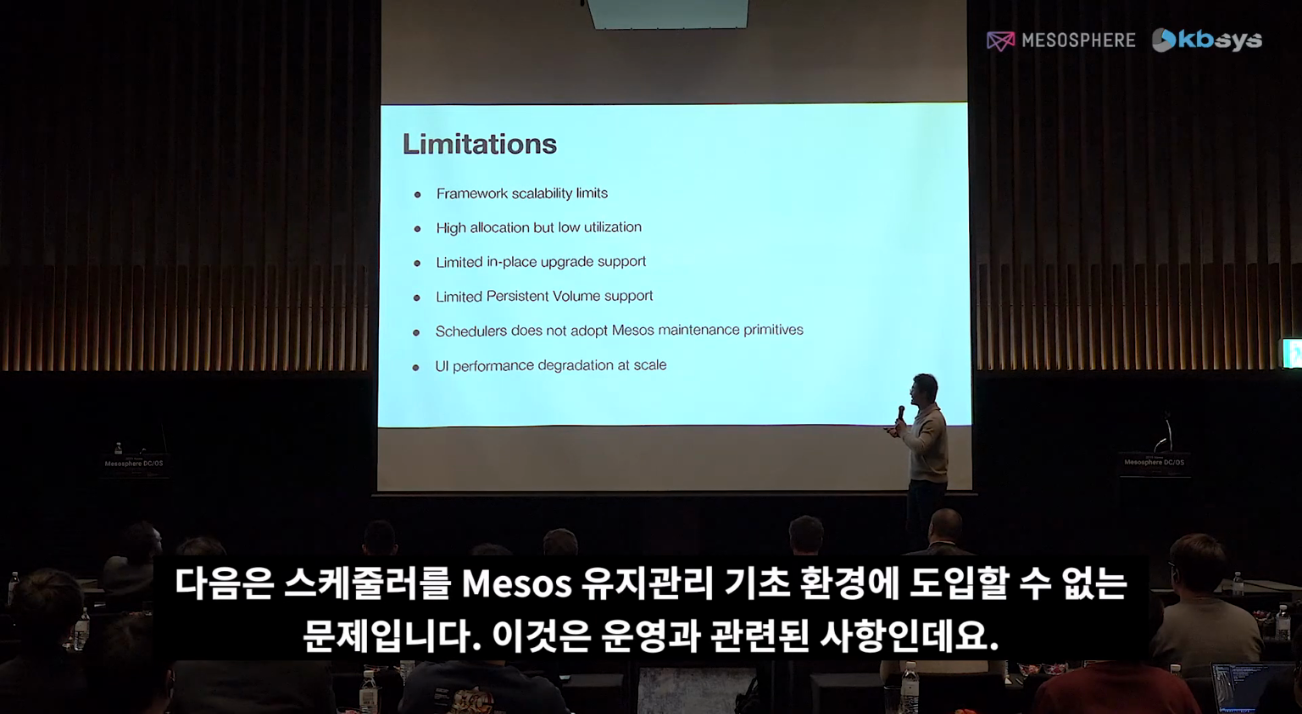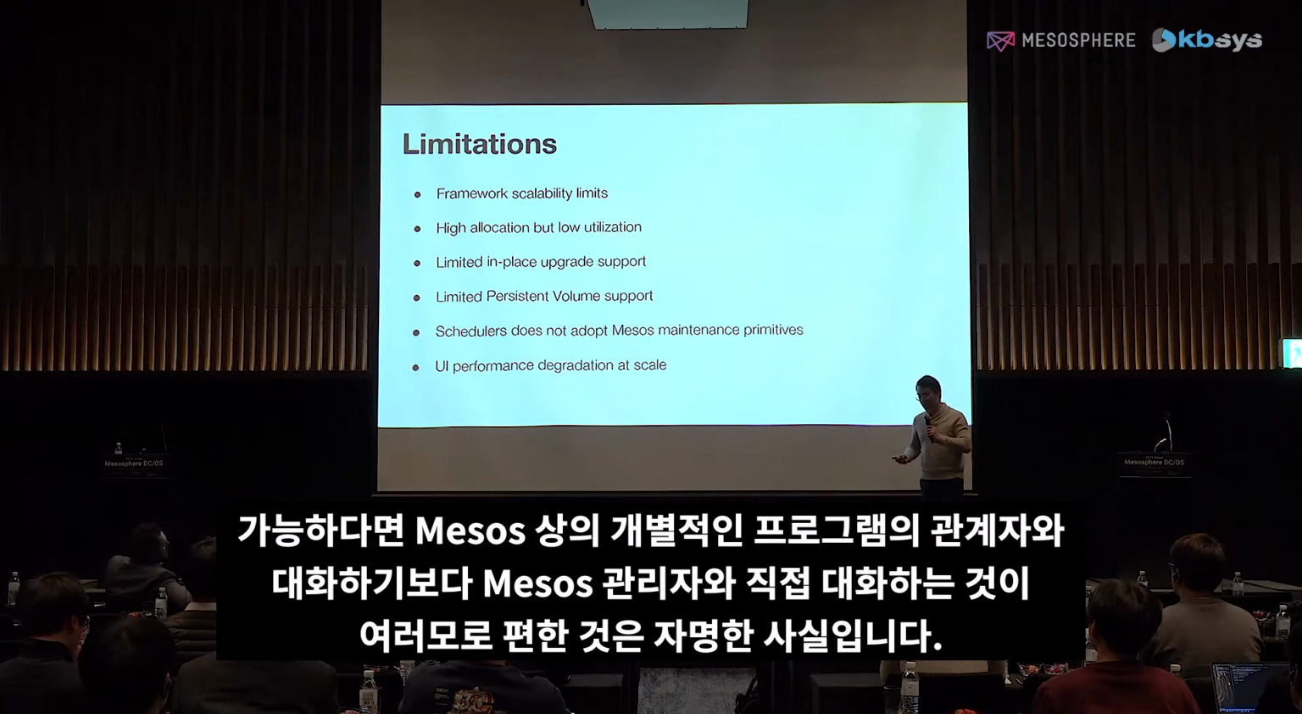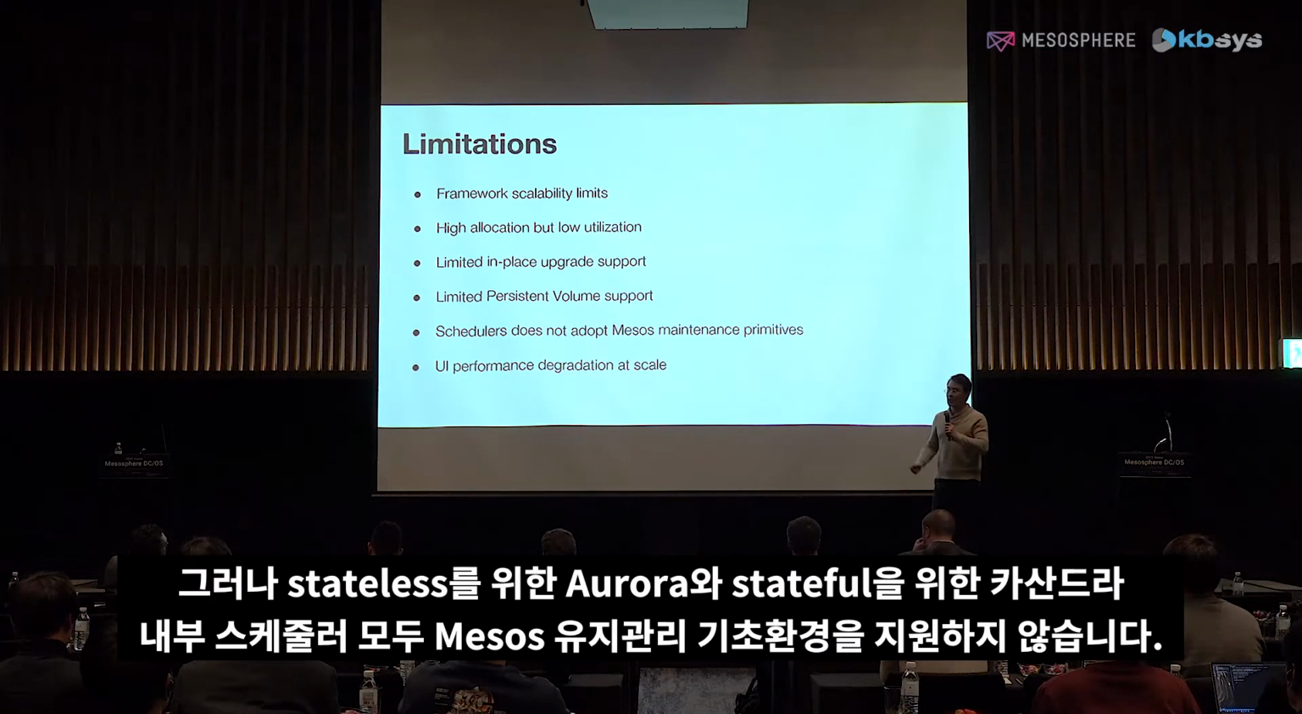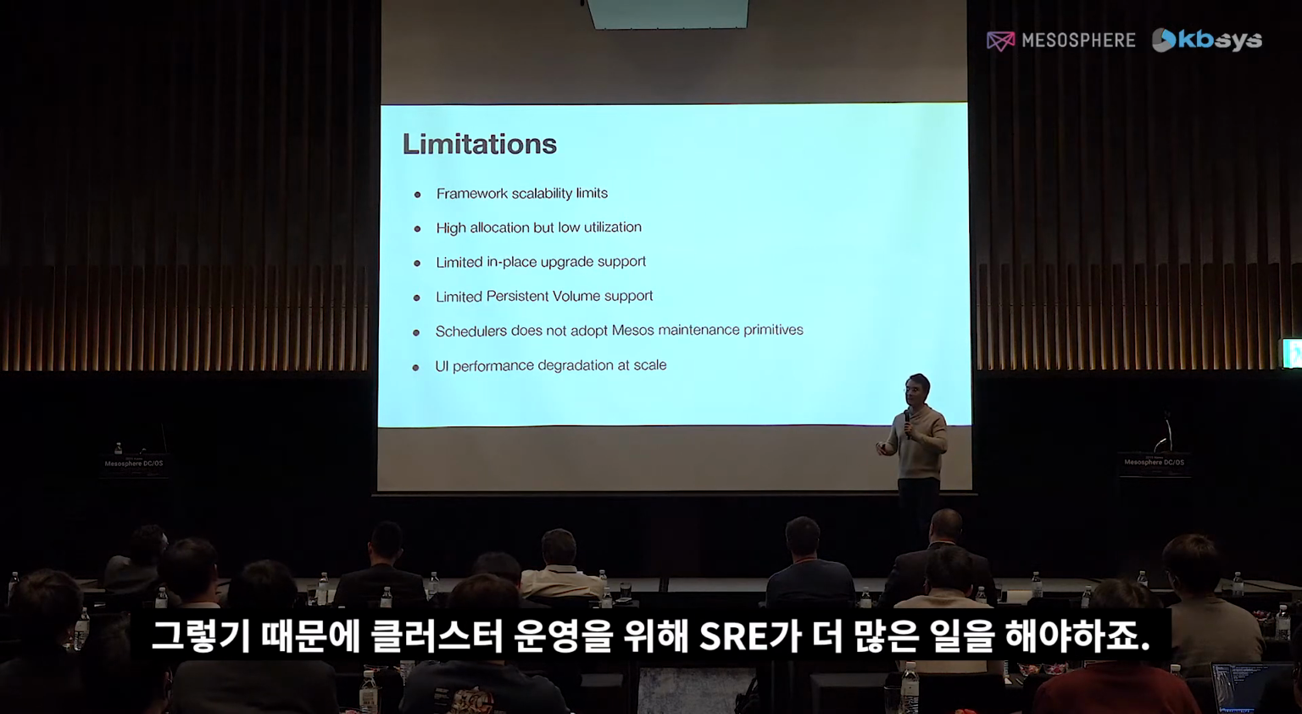Next one, schedulers do not adopt Mesos maintenance primitives. This is something related to the operation side. Imagine you are operating a Mesos cluster at scale. You would rather talk directly with Mesos instead of talking with individual frameworks on top of Mesos, if that's possible. But the fact is, both the stateless scheduler we're using, like Aurora, as well as the stateful workload schedulers we're using, like the Cassandra team's in-house built schedulers, neither of them supports Mesos maintenance primitives, which creates actual workload on the SRE side to operate the cluster.